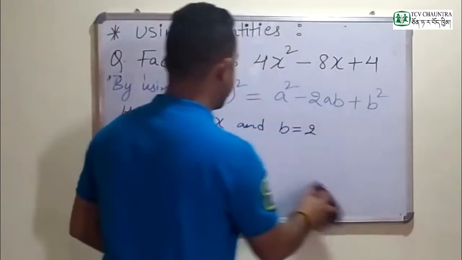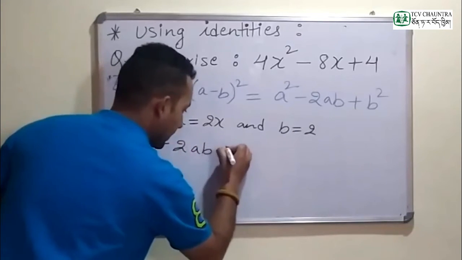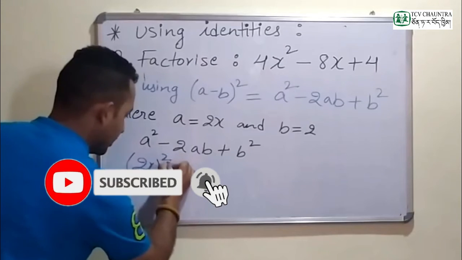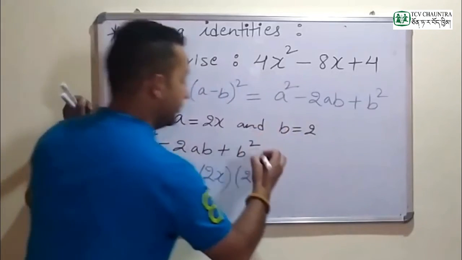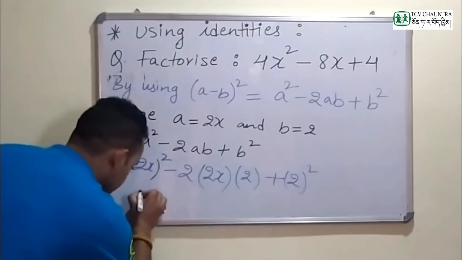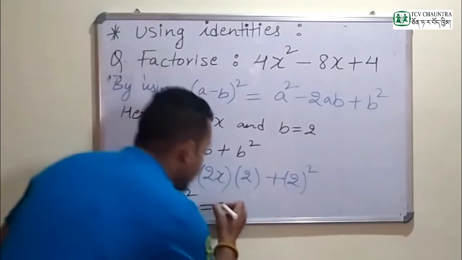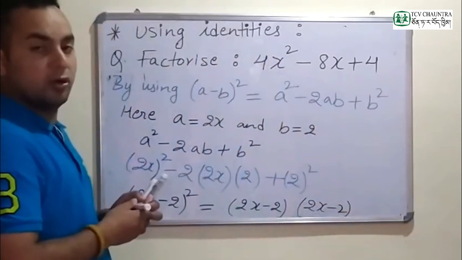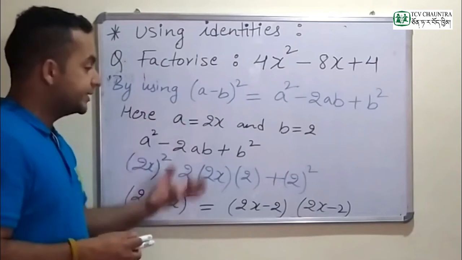Okay class, now you're going to substitute these two values in this formula: a square minus 2ab plus b square. In place of a you will write 2x, and in place of b you will write 2, and in place of b square you will write 2 square. So your identity formula is (2x minus 2) whole square, or you can expand it like (2x minus 2) times (2x minus 2). Okay class, this is how we are going to factorize by using identities.